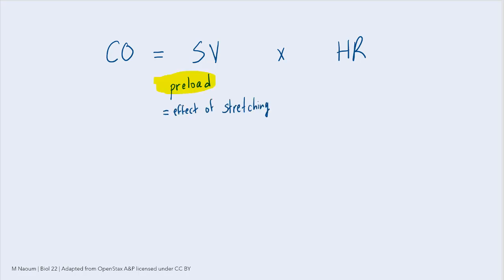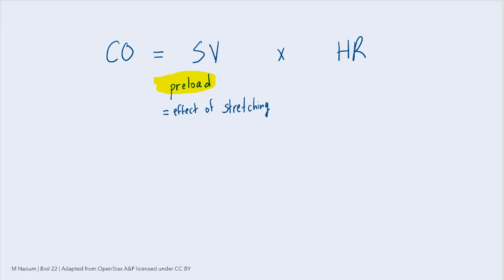We know that preload affects stroke volume, and it influences how much blood is released from the ventricle with every beat. And preload refers to the amount of blood that ends up in the ventricles and the amount of stretching that amount of blood exerts on the walls and the muscles. So if there's more blood, more of a stretch in the cardiac muscle fibers, then the contraction is going to be that much stronger because of the pressure.